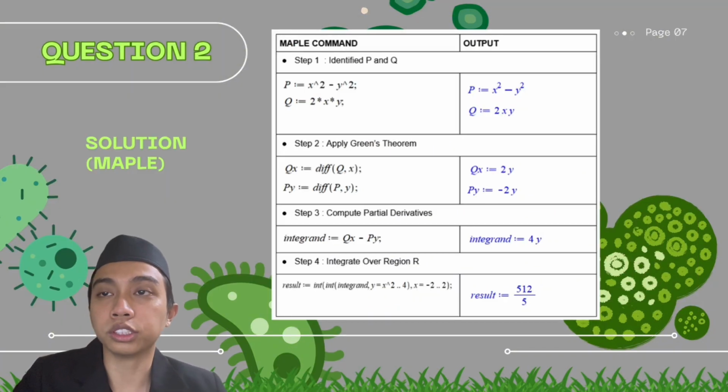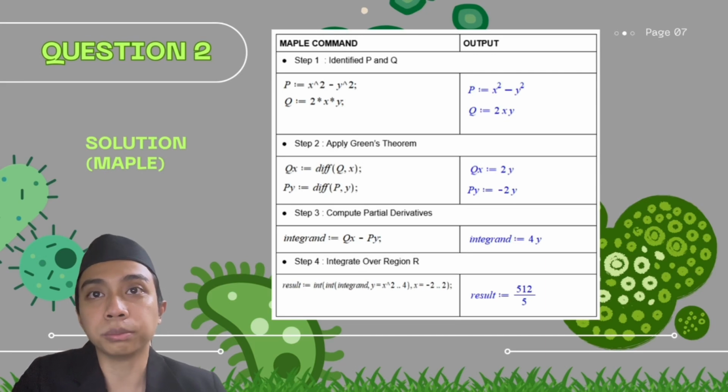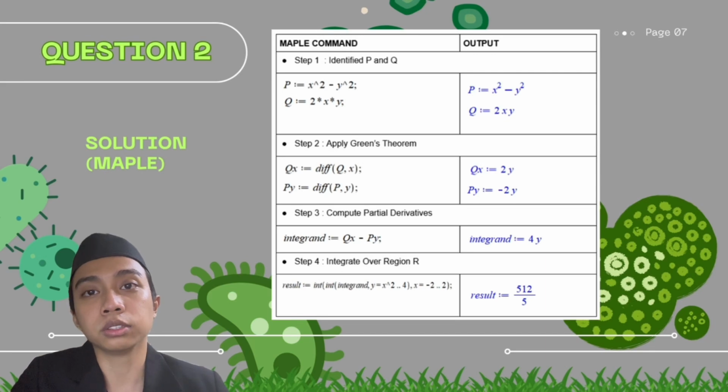Okay, this is the solution method for question 2. Step 1, we identify P and Q. So we get P equal to x squared minus y squared, Q equal to 2xy. Step 2, apply Green's theorem. Qx is the partial derivative of Q, so we get Qx equal to 2y, and Py is the partial derivative of P, so we get negative 2y. Step 3, we compute the partial derivatives. So the integrand equal to Qx minus Py. So the integrand equal to 4y.